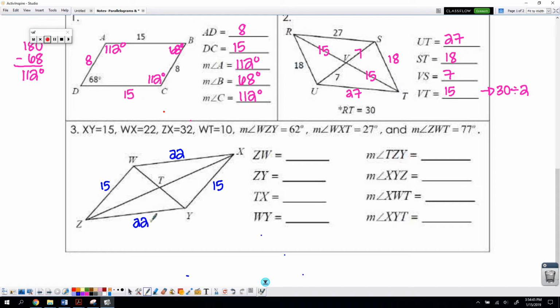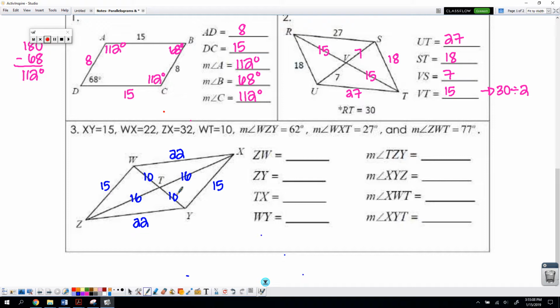Now we're going to look at the next one. It says zx is 32. So zx has been cut in half in our picture, so we need to take half of 32. So it's going to be 16 for both. And then it tells us wt is 10. Since that is the small one, I can just write 10 in the other small one for ty.